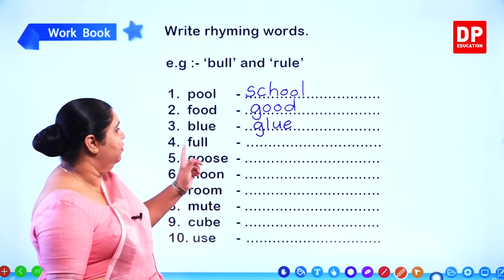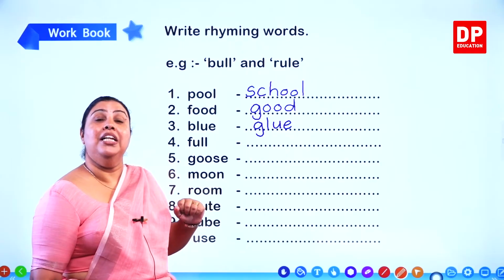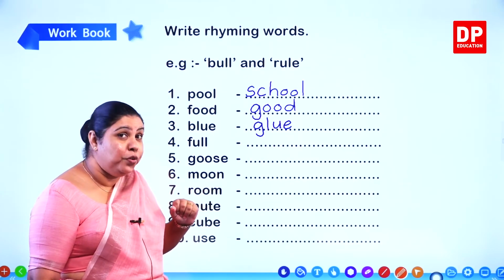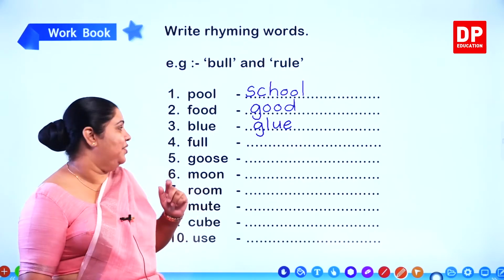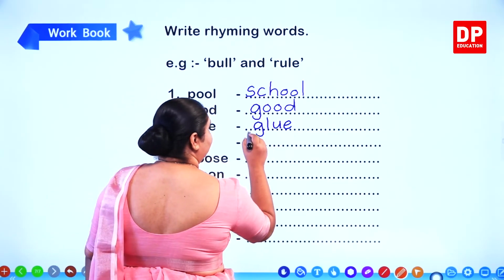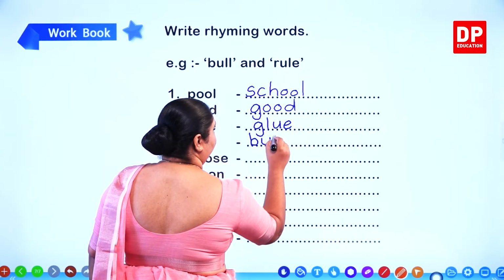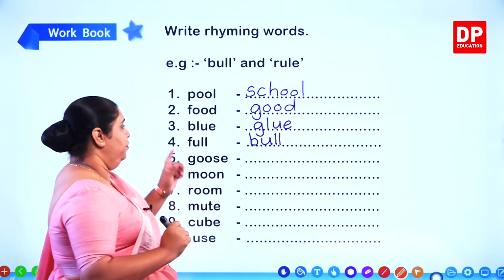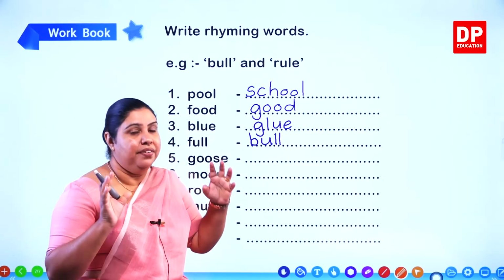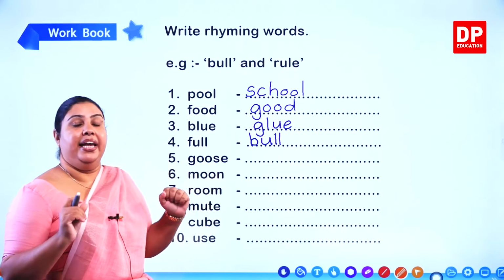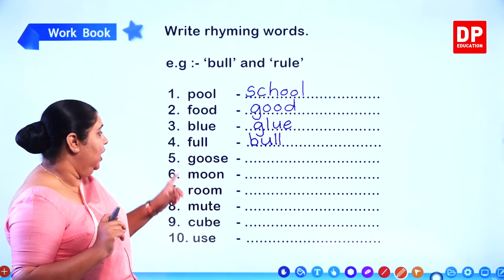Next one. Full. Can you tell me a rhyming word for full? Bull. That's right. Bull. We can write B-U-L-L. Bull. Full and bull are rhyming words. එකම විදිහට ඇහෙන්නේ short sound එක.